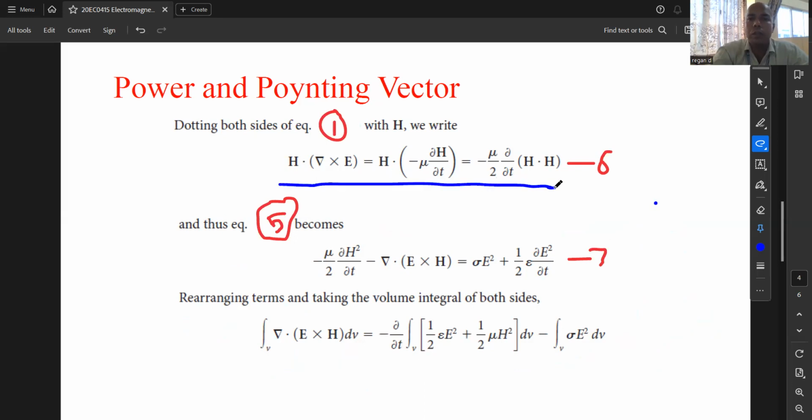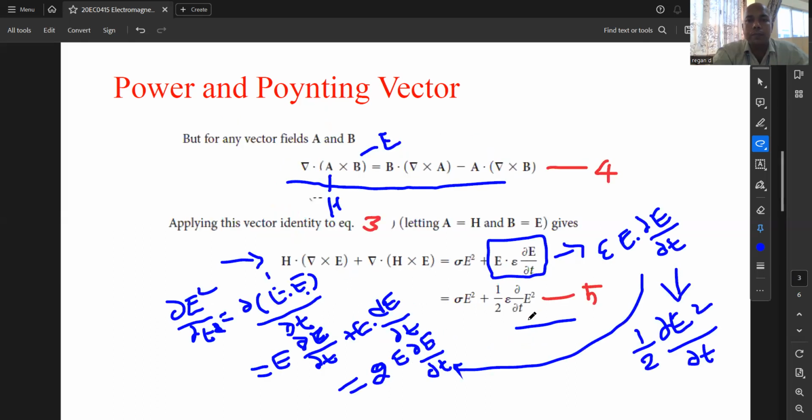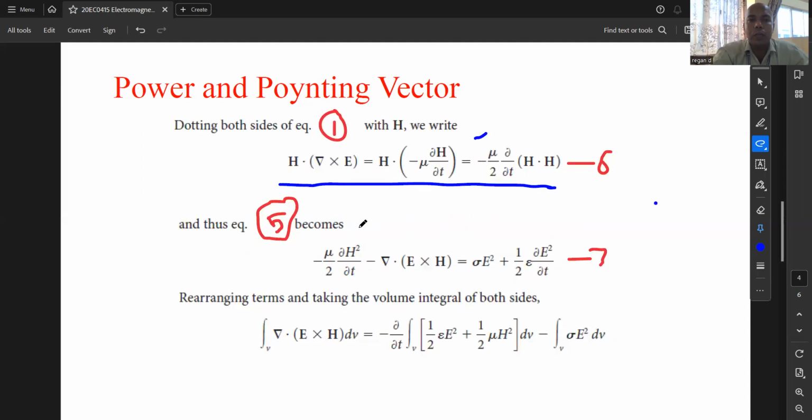So equation 1 is applied with a dot operation. Now we get H dot del cross E is equal to these two terms. And check equation 5. In equation 5, we have H dot del cross E. So here we have H dot del cross E. So I'm going to substitute this into equation 5.